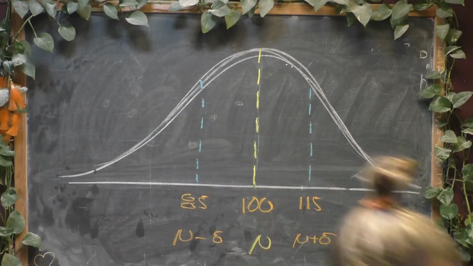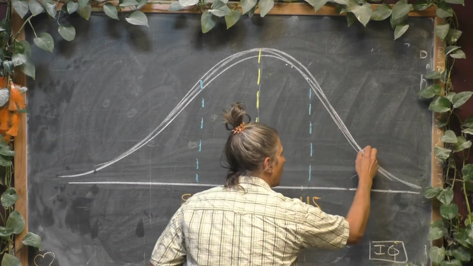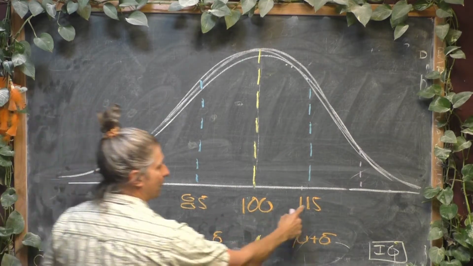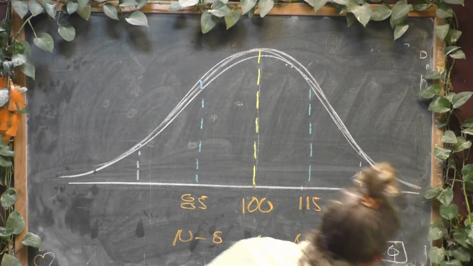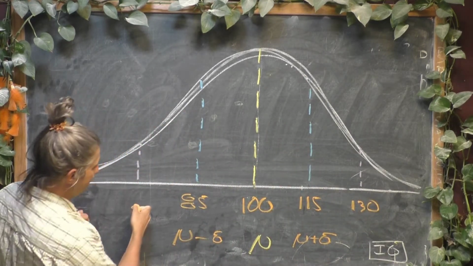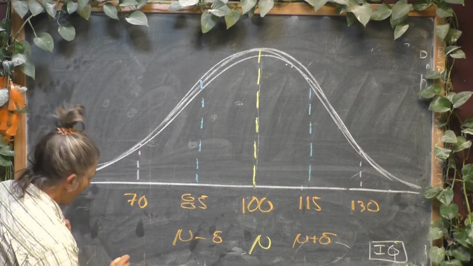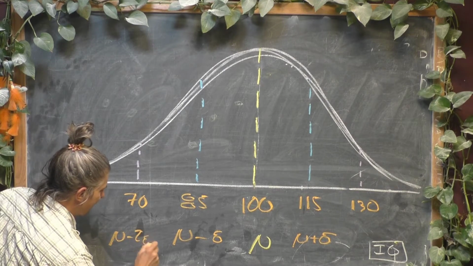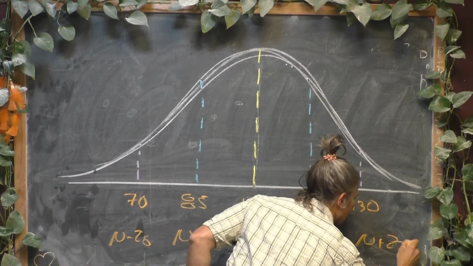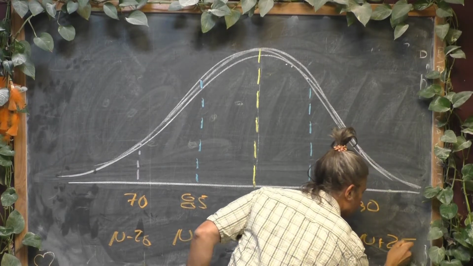Okay, how about a second standard deviation? We can go out further. We can go out 15 more. If we go up 15 more up here, that's going to be 130. And if we go 15 more down here, that's going to be 70. And this is going to be 2 standard deviations down. And this is going to be 2 standard deviations up. Whoops, it's a terrible sigma.